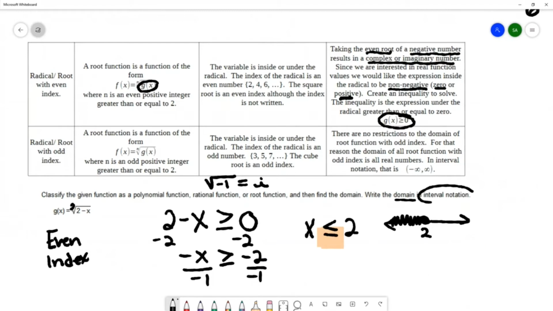We want to write the domain in interval notation. That number line is going to help us identify the interval notation. So we're going to have a lower bound. Our lower bound is -infinity, and an upper bound of that shaded region is 2. We use a parenthesis on infinity and a bracket on the 2. The bracket indicates that 2 is included as part of the set. So our domain for this function g of x equals square root of 2 minus x is -infinity to 2 with a bracket on the 2.